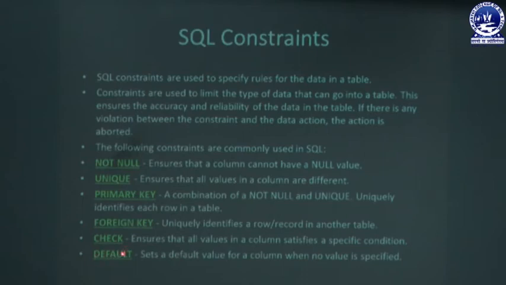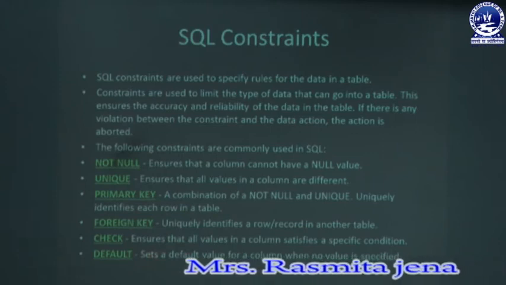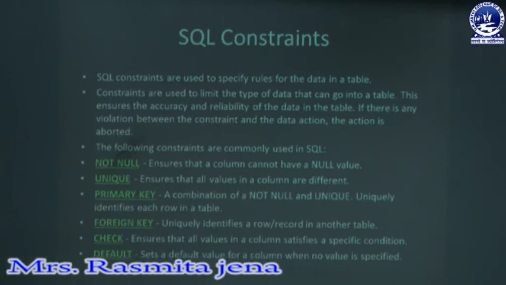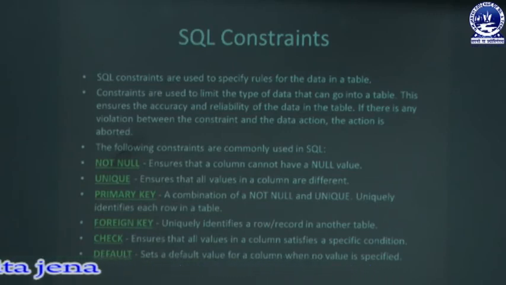Then the last one is your default, which sets a default value for a column when no value is specified. That means if we specify an attribute as default, and we do not provide a value for that attribute for a particular tuple, then it will take the default value which is declared at the time of table creation. So, this is all about your SQL constraints.